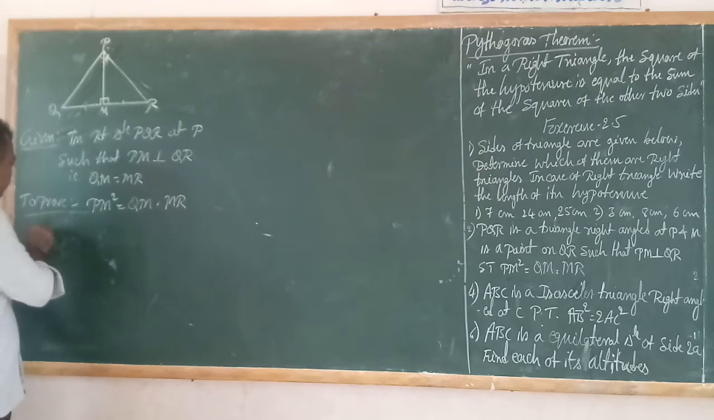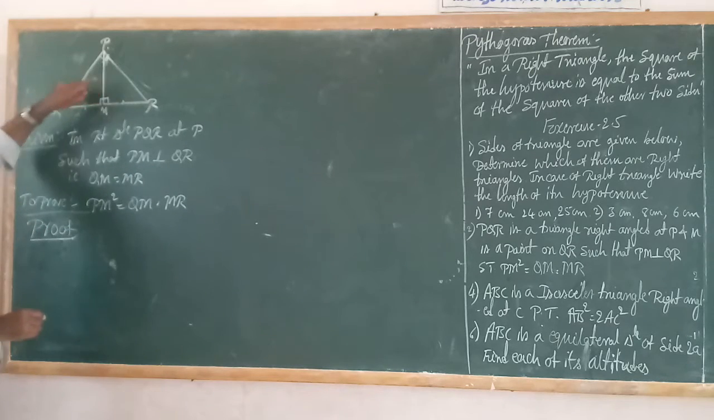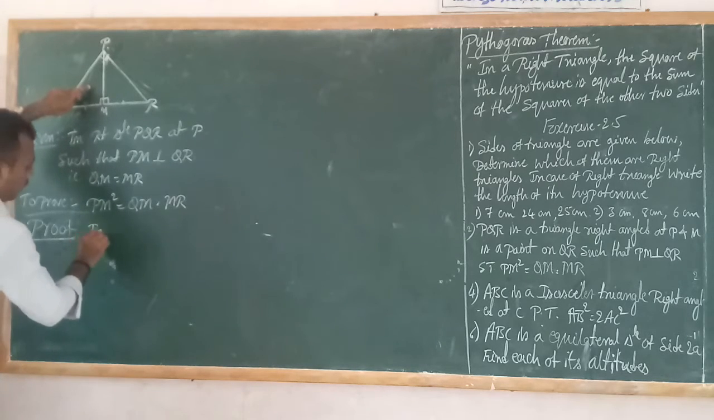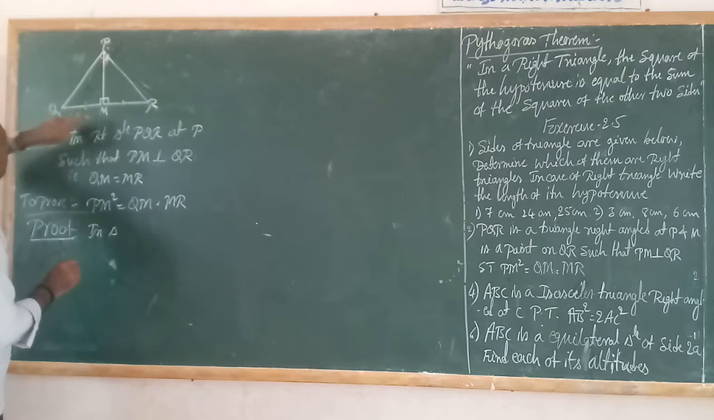So next, proof. Student, firstly these two triangles are there here. So first we have to consider the first triangle. In triangle PMQ.